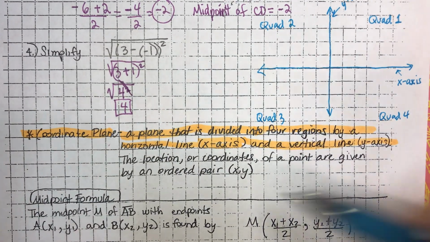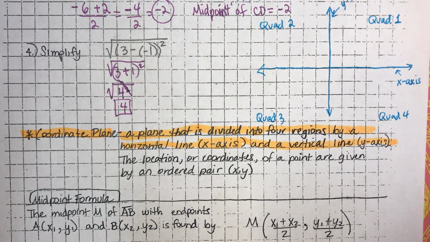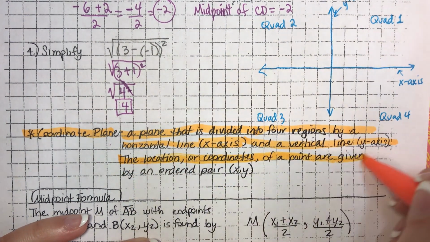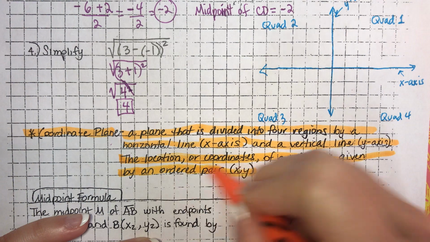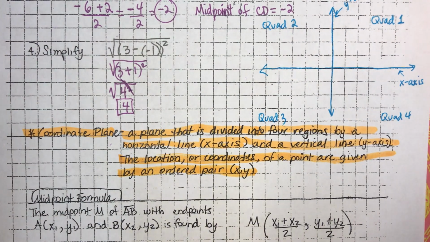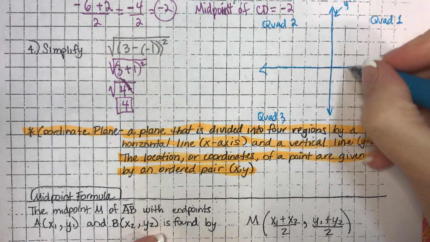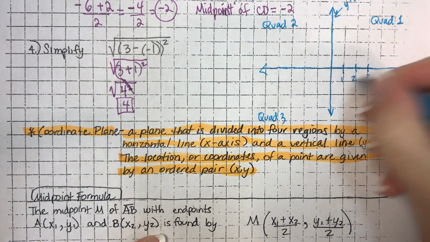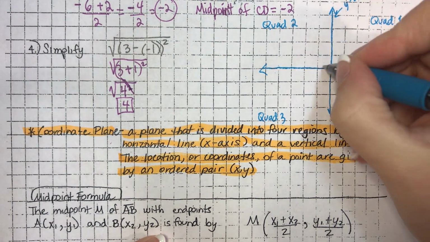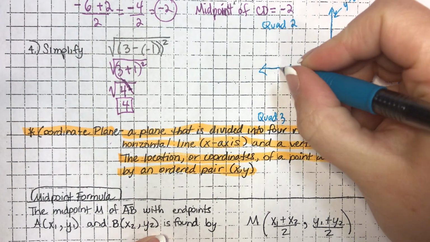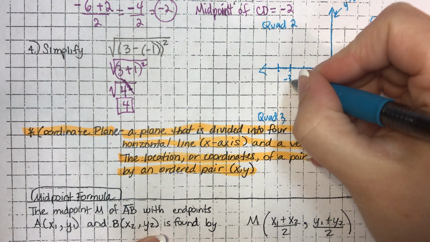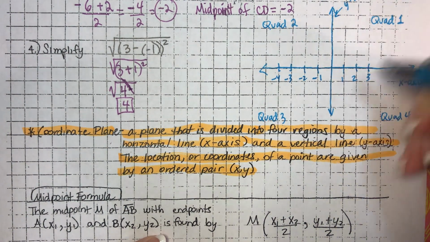The location or coordinates of a point are given by an ordered pair x, y. So let's talk about those ordered pairs. This is like a number line. On the x-axis, this side is all of the positive numbers, 1, 2, 3, and over here on the x-axis is where all the negative numbers are: -1, -2, -3, -4, and so on. The y-axis is the same.